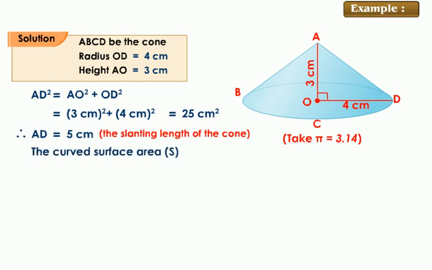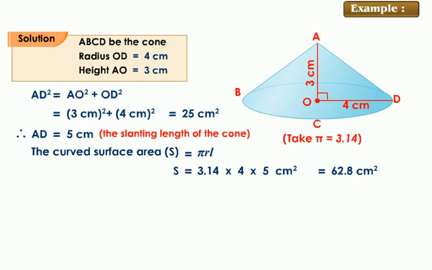Now, the curved surface area, that is S, equals pi r l. Now, let us substitute the value of pi, the radius of the base, that is r, and the slanting length of the cone, l. So we write S equals 3.14 into 4 into 5 centimeter square. That gives us 62.8 centimeter square.